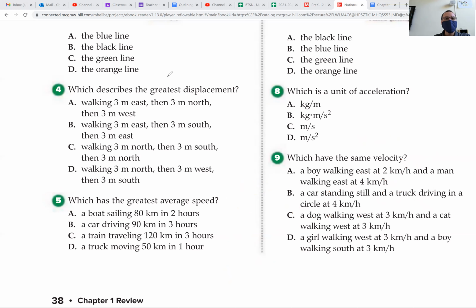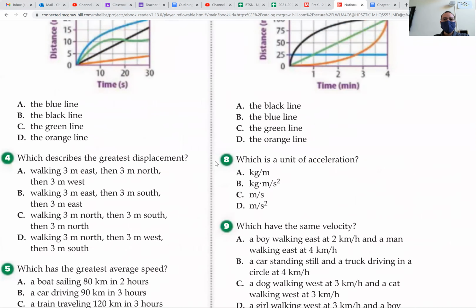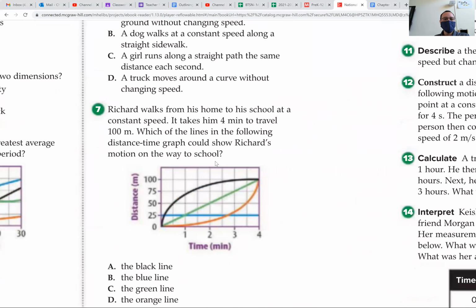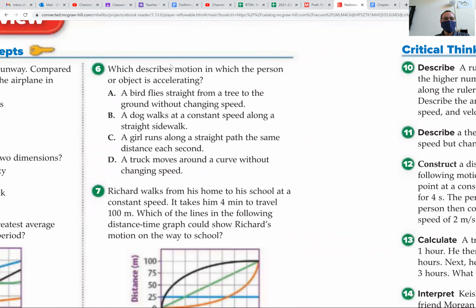Okay, let's keep cruising along. So now we're looking at number 6. Something is accelerating. This one's tricky because this gets its centripetal acceleration. A bird flies straight from the tree to the ground without changing speed. So it's straight and it's not changing speed, no acceleration.